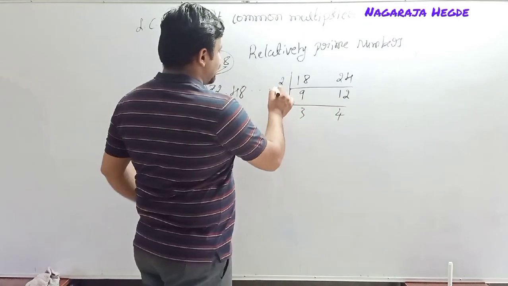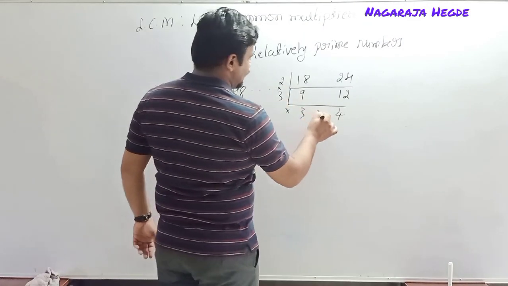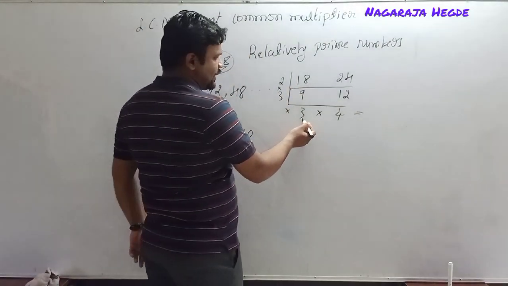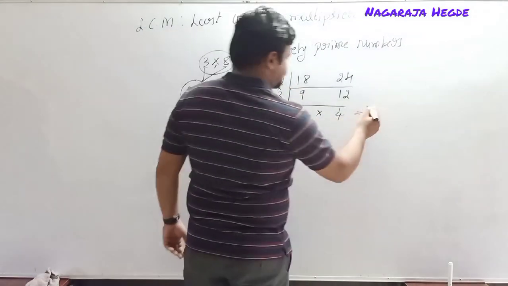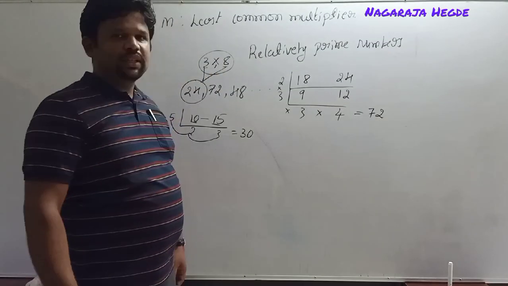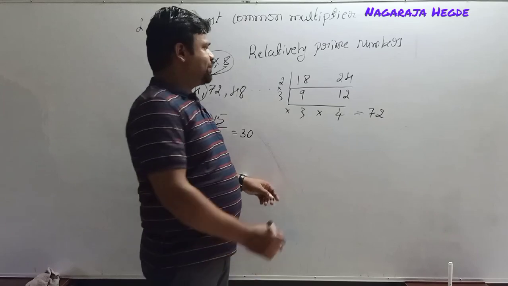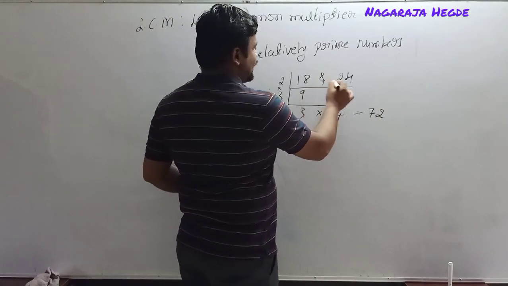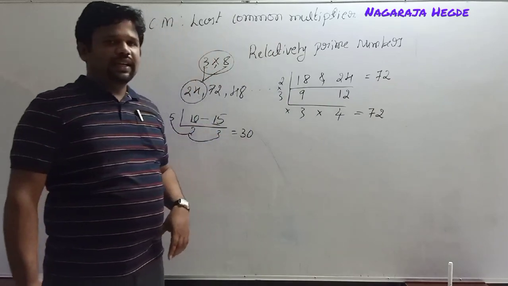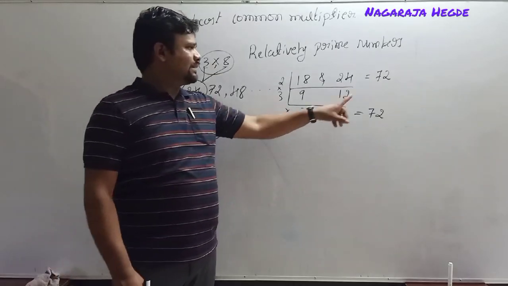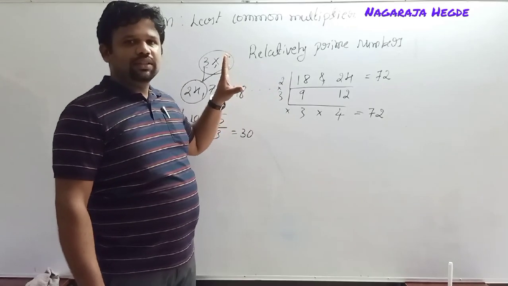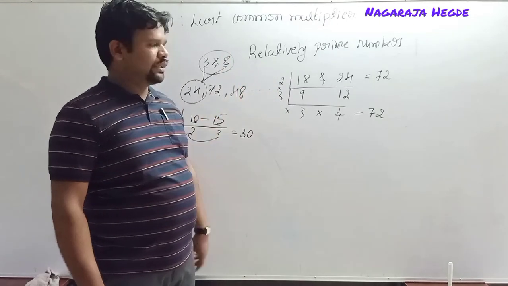Stop here. Now multiply 2, 3, 3, 4. What are we going to get? 2 threes are 6, 6 threes are 18, 18 fours are 72. So now the LCM of 18 and 24 is nothing but 72. This is the way to find the LCM of any two numbers.